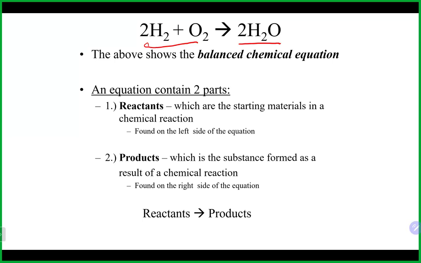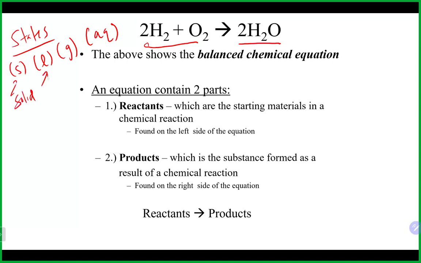Other things that you commonly will see in equations are states, and you will see the states sometimes written next to the formulas, and that's S for solid, L for liquid, G for gas, and AQ. And again, that's solid, liquid, gas, and AQ is aqueous. It's basically a water environment. It's a solution, a homogeneous mixture, basically. And those are very common things that you'll see next to the actual formulas.